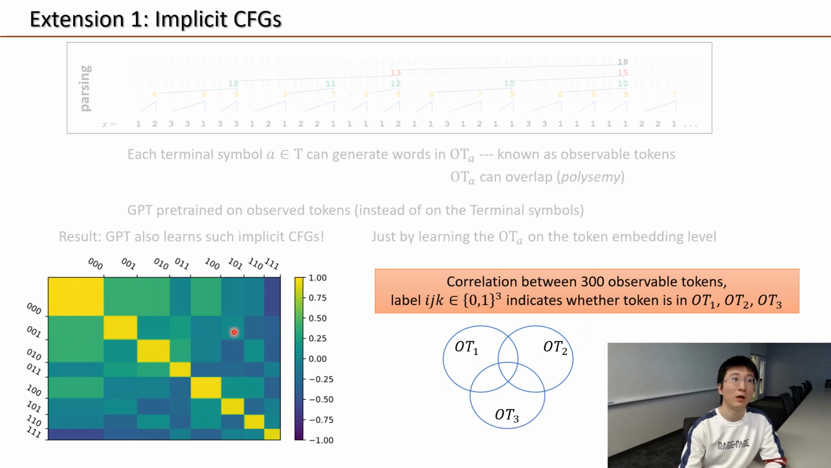Namely, we actually plotted, for instance, 3 terminal symbols, and we have 8 possibilities for a word, depending on whether it belongs to the bag of words for the first one, the second one, and so on. For those words, we checked their relative correlation on the token embedding level, and we noticed that for words of the same type, for instance those that are only verbs but not nouns and not adjectives, they correlate a lot with each other. So we conclude from here that even if you have implicit CFGs in which you do not observe the terminal symbols, you only observe the observable tokens, and they can even overlap, such information is still stored on the token embedding level, and after that it just becomes the same as the original CFG. So that's our first very simple result on implicit CFGs.